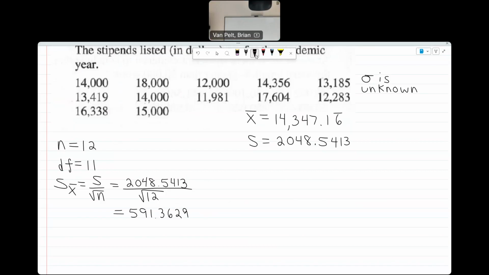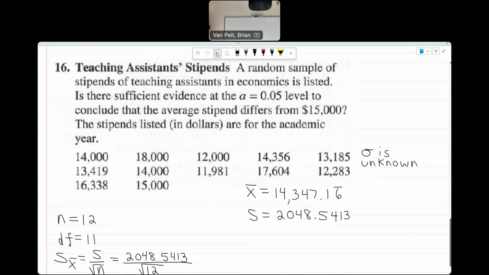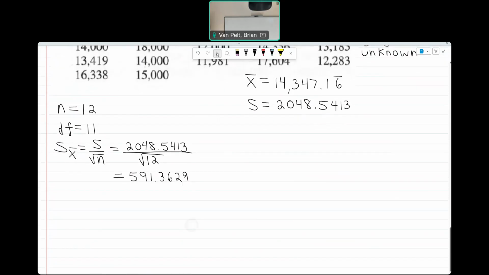Okay, before I do anything else, I realized I haven't written an H naught and an H a yet. That's kind of crucial. These problems are in Blackboard. All right, what are they telling us to do? Differs from. These are the annoying ones. Differs from 15,000. So let me go ahead and put those up there.